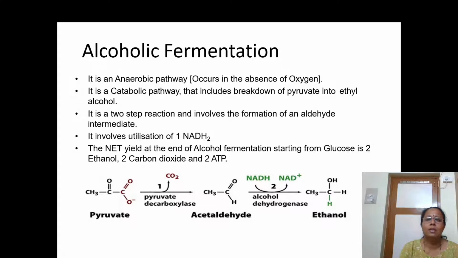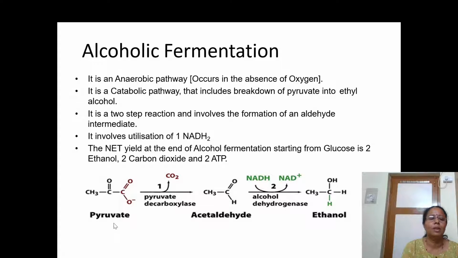This occurs in the absence of oxygen, so we call it an anaerobic pathway. What happens in this? Here pyruvate is broken down into ethanol and carbon dioxide. And this reaction takes place in two steps. In the first step, pyruvate is converted into acetaldehyde.